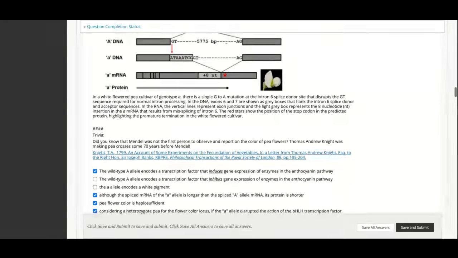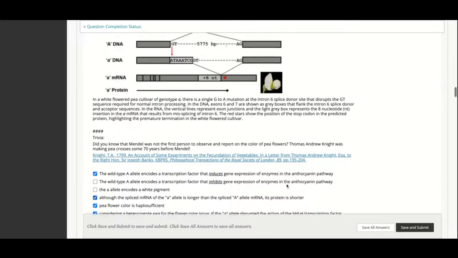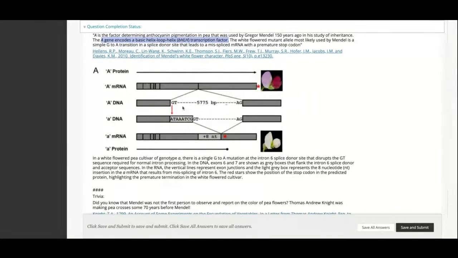Let's see, the next one: although the spliced mRNA of the little A allele is longer than the big A allele, the protein is shorter. That one is true. The big A allele removes this many nucleotides in that intron. The little A allele removes fewer. You can count: 8 nucleotides. So instead of removing a whole 5,775, it removes that minus 8. So it removes fewer, and the mRNA for that is 8 nucleotides longer.